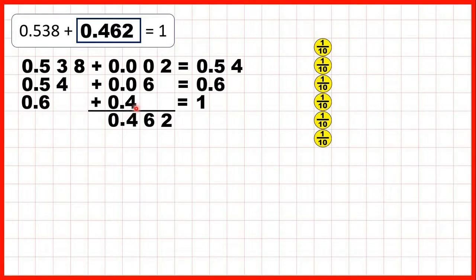Finally, we added 0.4, so that's 4/10, and that gives us 10/10, which is the same as 1 whole. So because we added 2/1000ths, then 6/100ths, then 4/10, our missing number bond was 0.462.